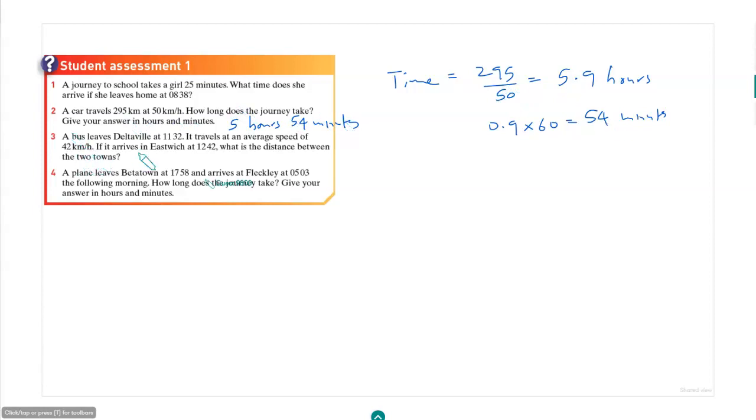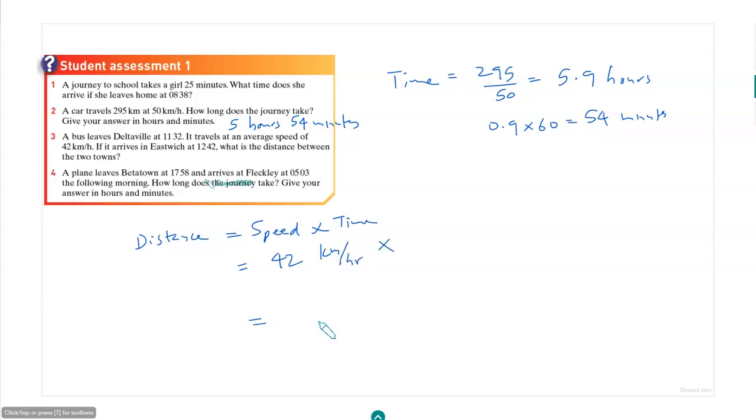Okay, a bus leaves Deltaville at 11:32. It travels at an average speed of 42 kilometers per hour. If it arrives in Ipswich at 12:42, what is the distance between the two towns? What is the formula for distance? Speed times time. So speed is how much? 42 kilometers per hour, right?